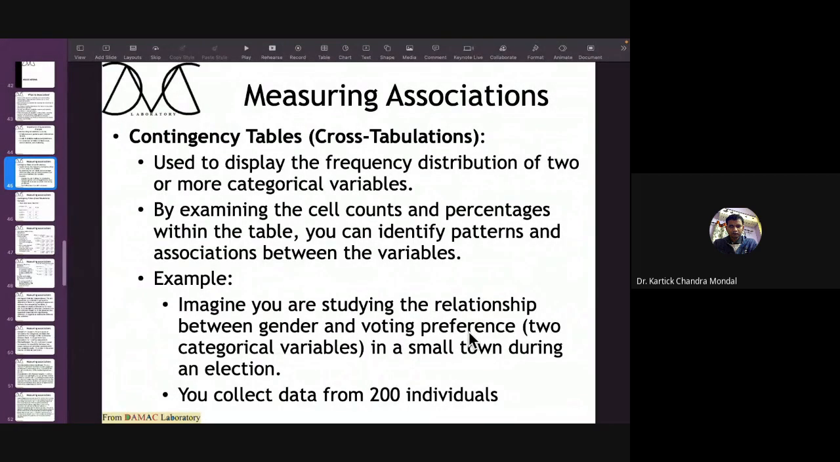Imagine you are studying the relationship between gender and voting preference. Like in the last class, I have given you a data set of gender and voting preference. In that case, how can you use this association to find out whether there is any relationship present between these two variables, or two attributes, or not? So let's go ahead with the experiment now, or the coding part.